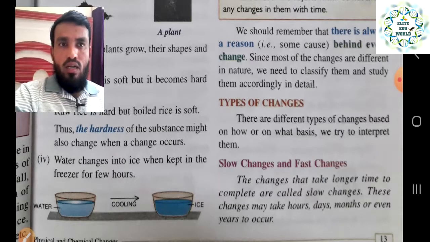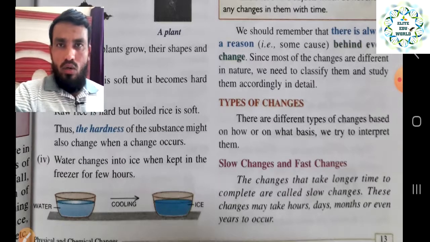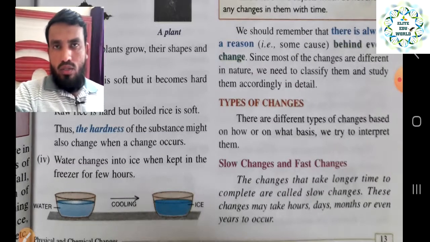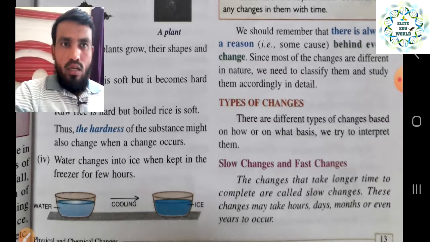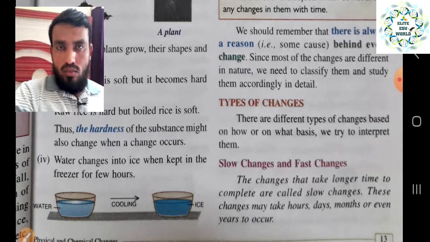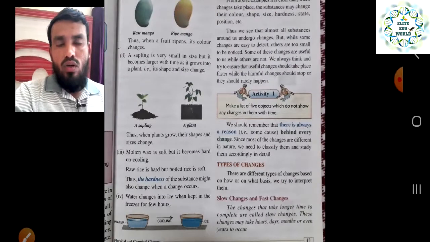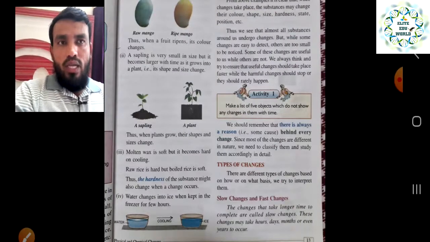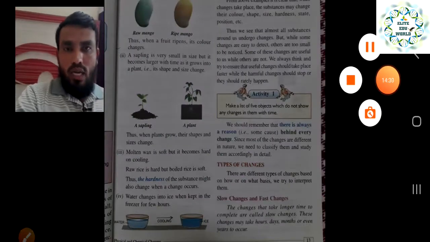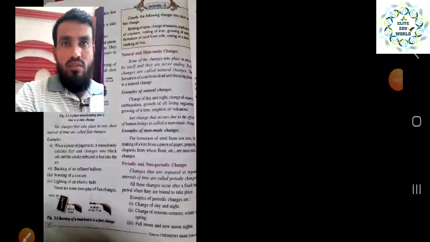Some changes take only hours, in 1 or 2 hours it will happen, or sometimes it can take a day, like from day to night. This is also one of the changes, and it takes some days. Some take months, and some even years to occur. So these are on the basis of slow and fast change. We can classify them on the basis of the time required.